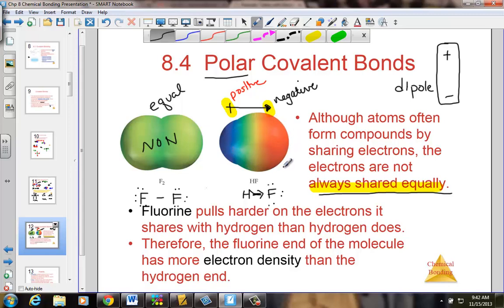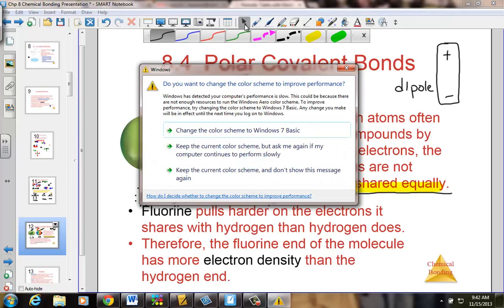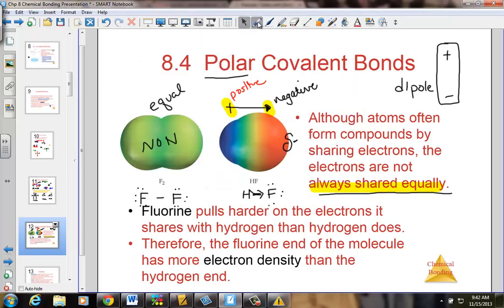The color is showing me a polar covalent bond. This area of the molecule is partially negative. This area of the molecule is partially positive. Sorry for that pop-up. The little Greek symbol, a squiggly little s, denotes partial. Partially negative, partially positive in this polar molecule.